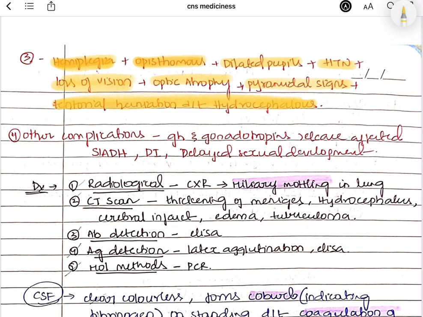Other complications like growth hormone and gonadotropin release are affected. So there will be delayed developmental milestones, and delay in growth hormone and gonadotropin. So all will lead to delayed growth and delayed sexual development, and also diabetes insipidus, right?